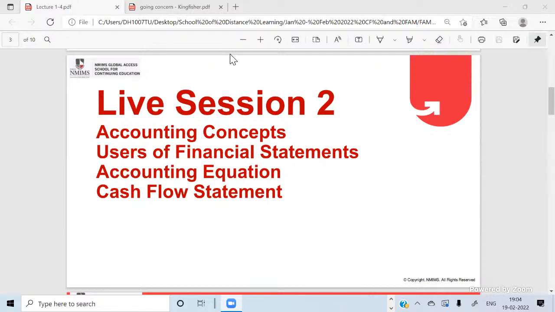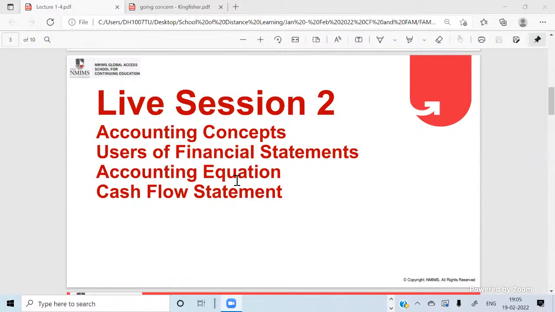Today we'll carry it forward and look at what we mean by accounting concepts and conventions, the different types of accounting concepts and conventions that are typically followed while making the financial statements. We look at who are the users of financial statements and why they look at them, what relevant information they try to search for, and what type of decisions they try to make.